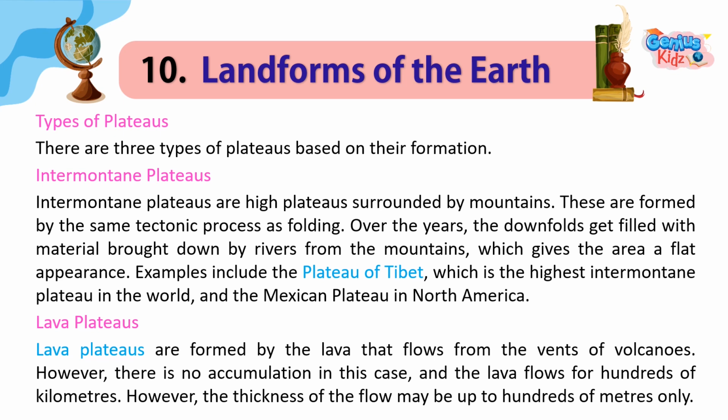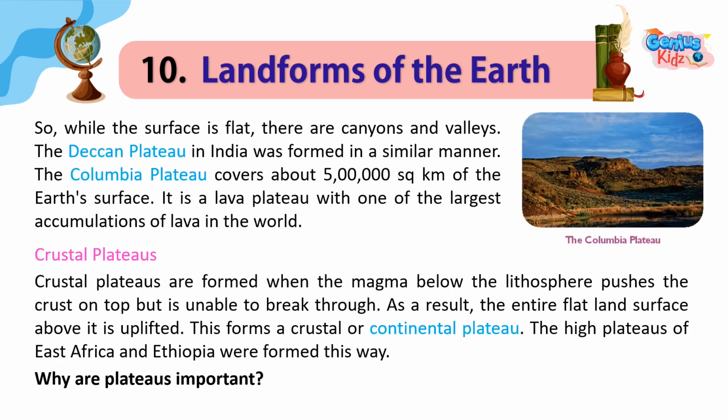Lava plateaus. Lava plateaus are formed by the lava that flows from the vents of volcanoes. However, there is no accumulation in this case, and the lava flows for hundreds of kilometers. However, the thickness of the flow may be up to hundreds of meters only. So, while the surface is flat, there are canyons and valleys. The Deccan Plateau in India was formed in a similar manner. The Columbia Plateau covers about 5 lakh square kilometers of the Earth's surface. It is a lava plateau with one of the largest accumulations of lava in the world.